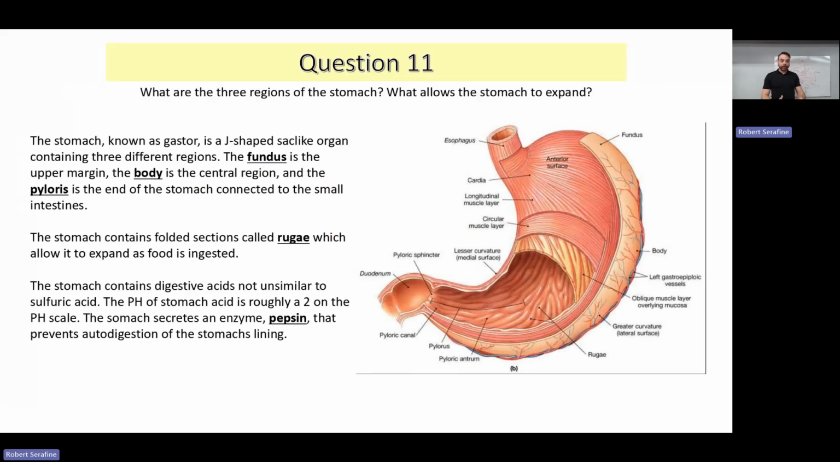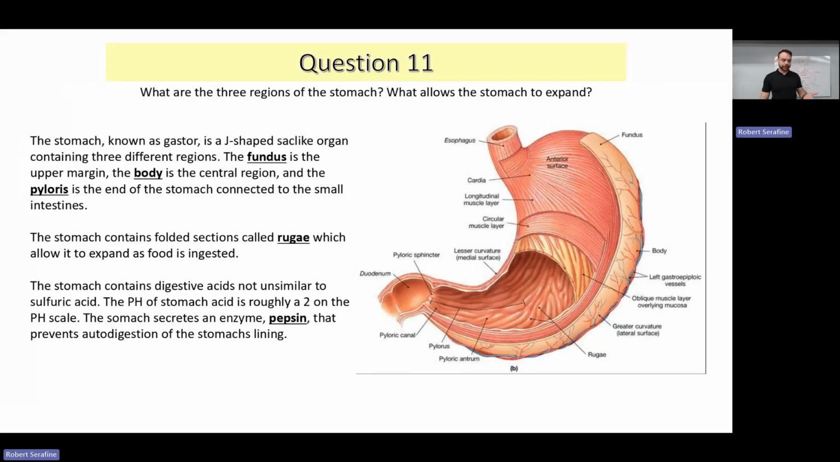Now, we all know that when we eat, we get full, right? And that stomach expands. We're like, oh, my stomach's so full. Well, our stomach actually has these little folded sections of tissue that allow it to do that expansion, which are called rugae.